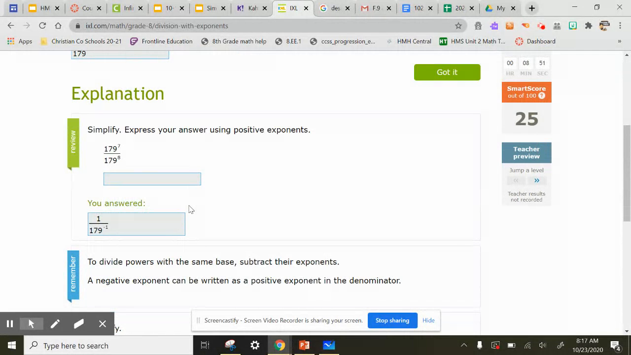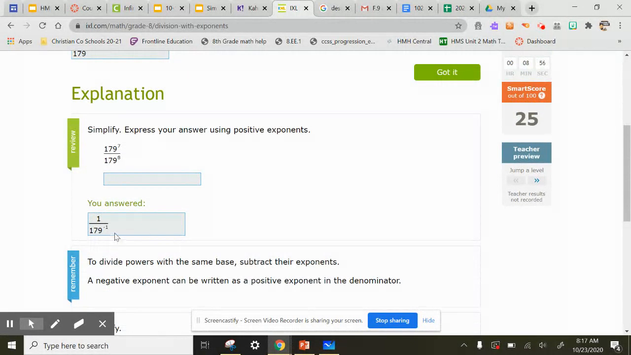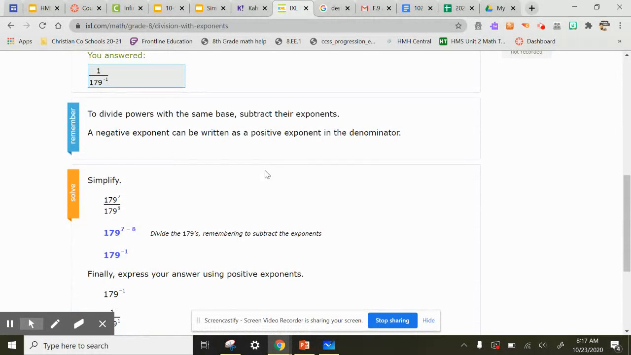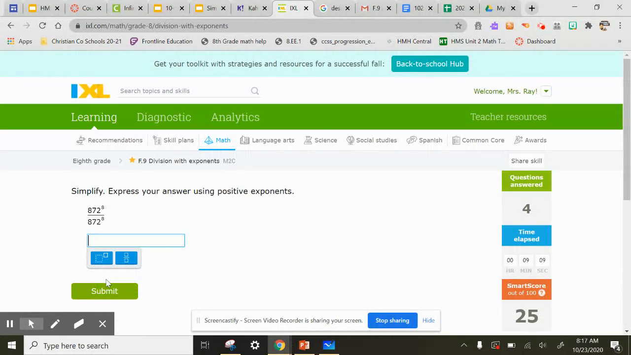Oh, do you see what I did wrong here? Okay. This is where I got a little too ahead of myself. I typed in a negative 1, so I'm actually glad I made this mistake because it says use positive exponents. So if you make a mistake, it's definitely worth taking the time to look at it. So that's just me not paying attention.